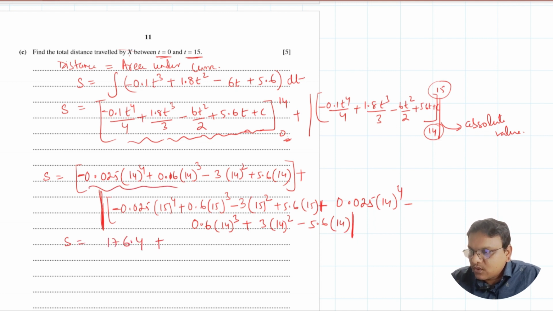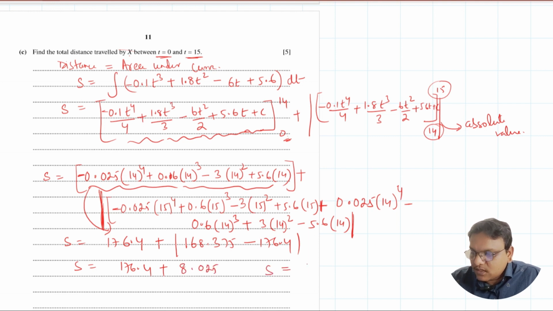176.4 plus, if you type this value in the calculator, you will get 176.4, and inside this absolute value, 168.375 minus 176.4. So s equal to 176.4 plus the value you will get, that is 8.025, so the total distance traveled will be 184.425 meters. This is the final answer for this question.